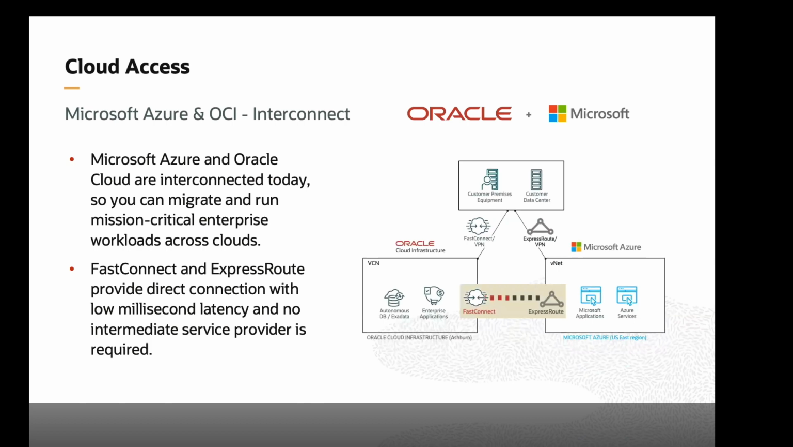Under the hood for this service is OCI FastConnect and Azure ExpressRoute, which provides very low latency and higher bandwidth. For example, you can use Azure Synapse Analytics with a large data warehouse in Exadata Cloud Service.